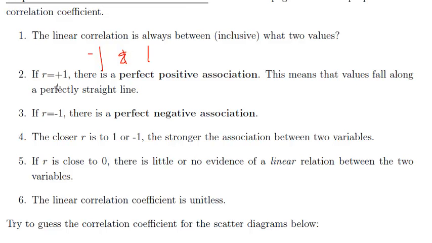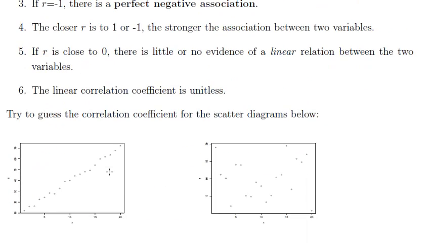If the correlation coefficient's equal to 1, there's a perfect positive association, means that values fall along a straight line. If the correlation coefficient's negative, there's a negative association, meaning the values decrease from left to right. If r is equal to -1, then the points fall right on a straight line. If r is close to 0, means there's really no evidence of a linear relationship between the two variables. And another fact about the correlation coefficient, it's unitless. So if you're looking at inches and convert it to feet, then the correlation coefficient is unchanged.